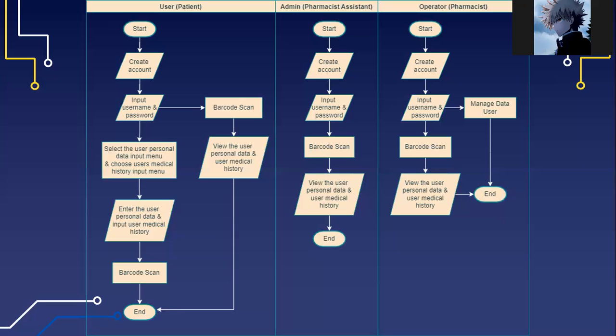If you are logged in as user, it will appear such as the user data input menu, the user's medical history input, and the barcode scan feature. Then it will be processed and view user data, view user medical history data, and barcode scan feature. If it's finished, the user logs out and the process is completed.